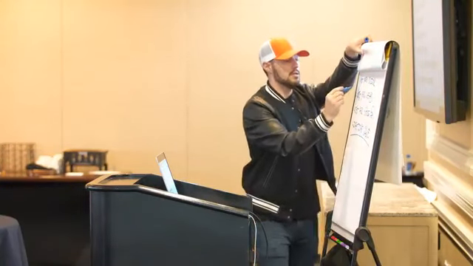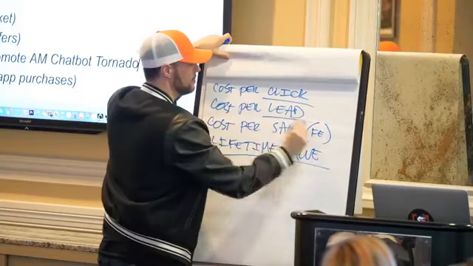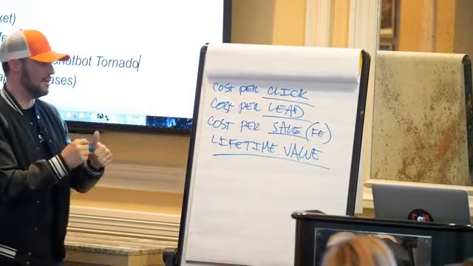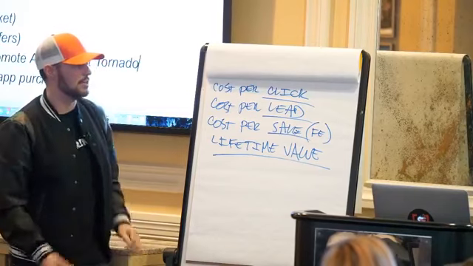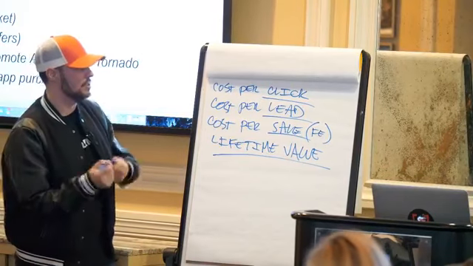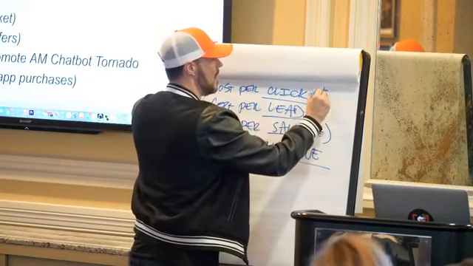And then my lifetime value. So these three things here: cost per click, cost per lead, cost per sale, and then my lifetime value. Now what I'm going to do is just run traffic. So let's just put some hypothetical numbers. Cost per click, let's say, is $1.